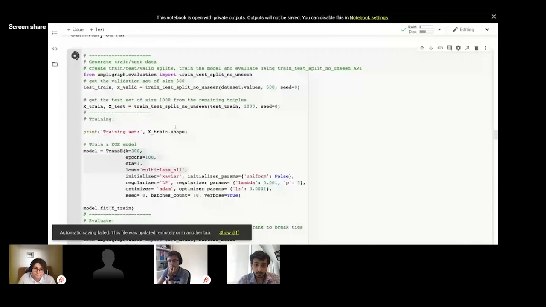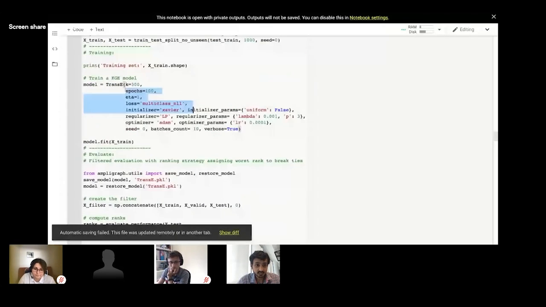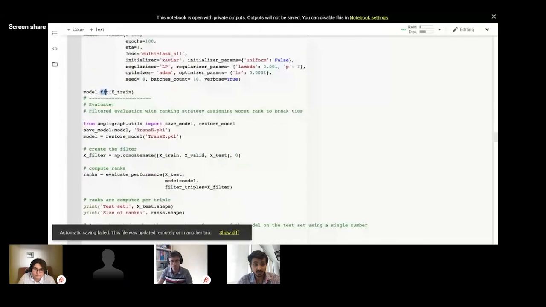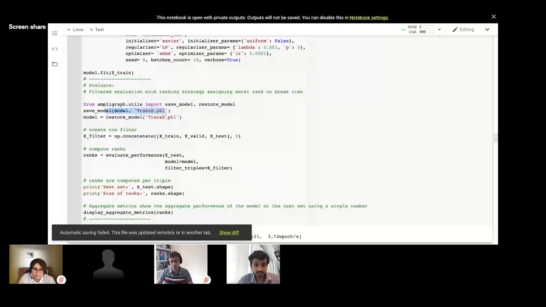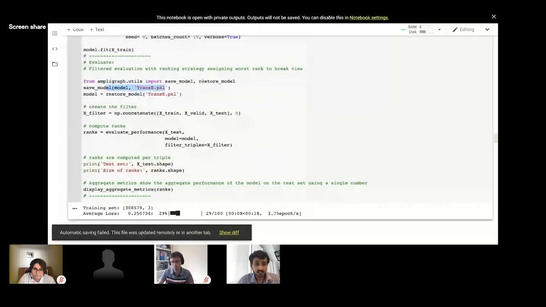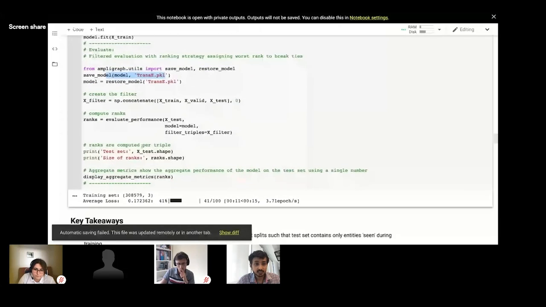With all the hyperparameters that I mentioned earlier, I use model.fit to fit it. And then we can save the model and restore the model using these APIs. Once we have the model trained, it's running now, we can perform evaluation on the test set, using the ranking protocol that was mentioned earlier. The evaluate performance API helps you to do this.